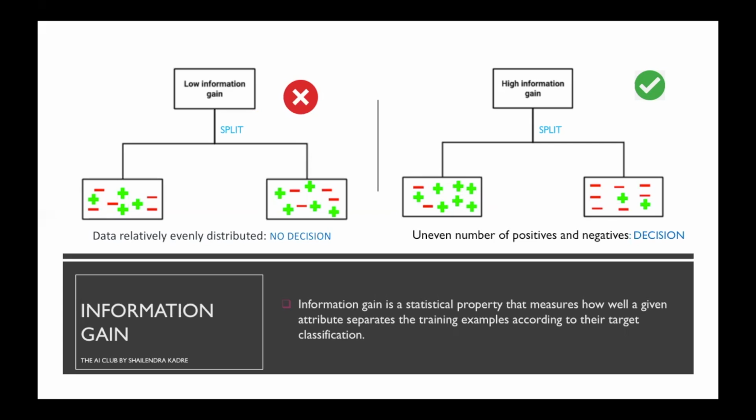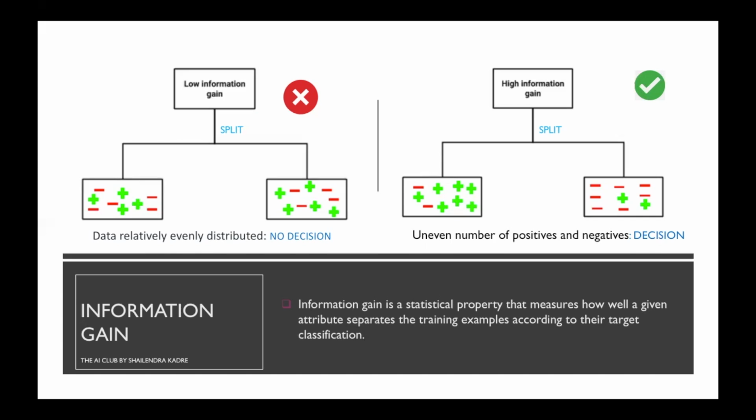the split doesn't make any difference. Both have an equal amount of plus and minus classes. So there is very low or zero information gain in this case. We are not getting any information out of this kind of split. That is why the information gain is very low.